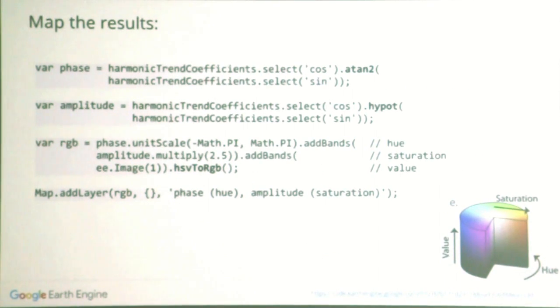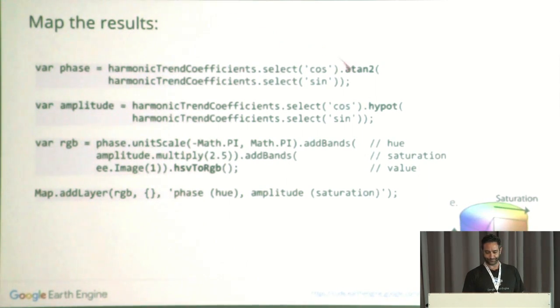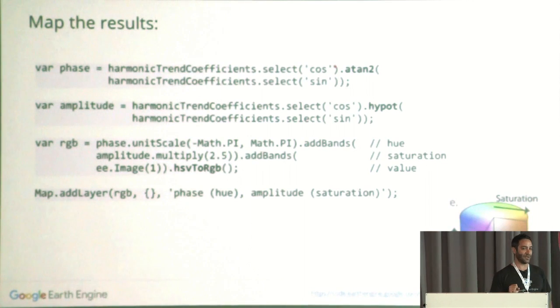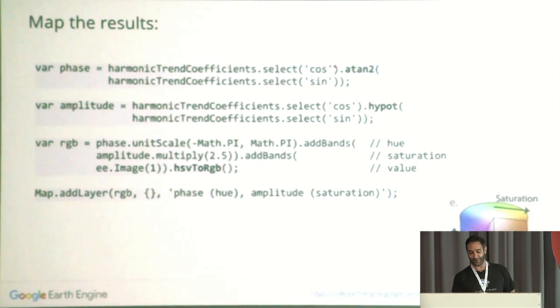Now, the next thing we'd like to do is display the phase and amplitude. First of all, to compute the phase, recall that this is the arctangent of the ratio between the coefficient on the cosine term and the coefficient on the sine term. And Earth Engine has a special function for that.